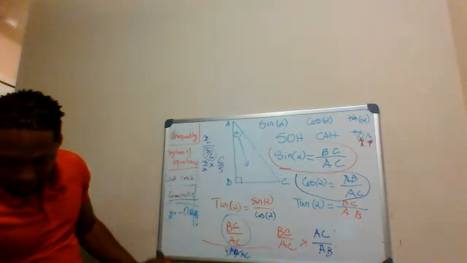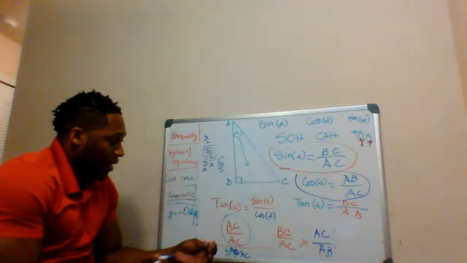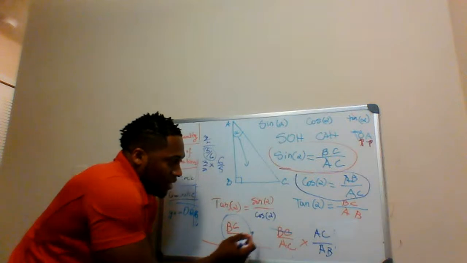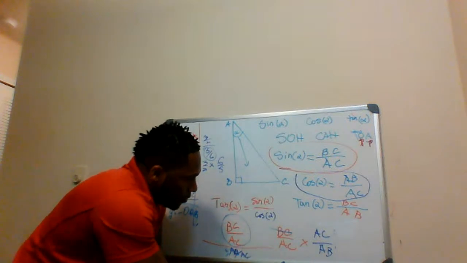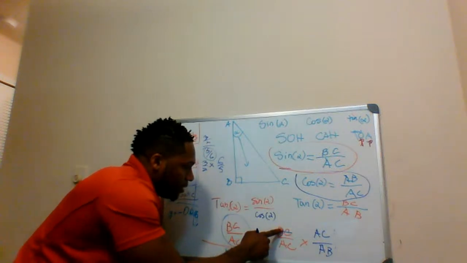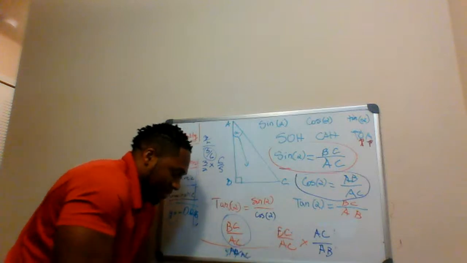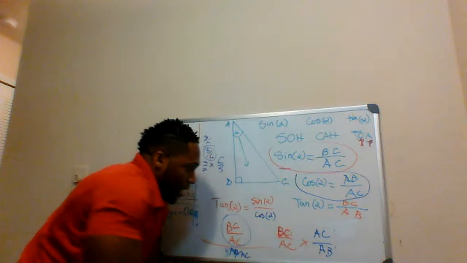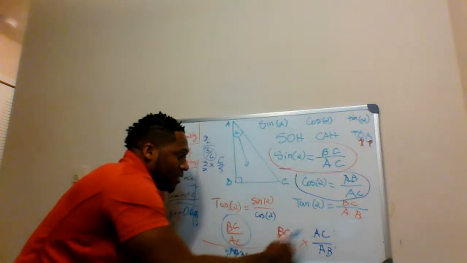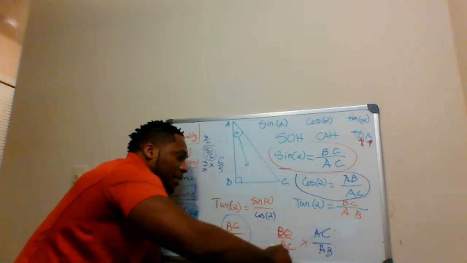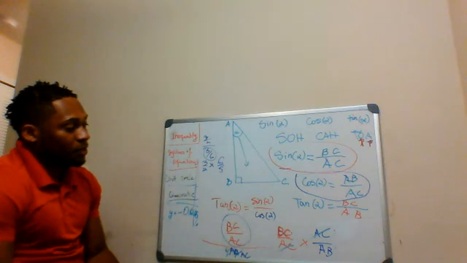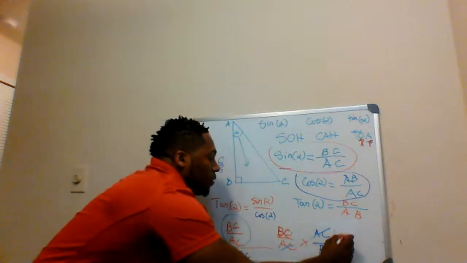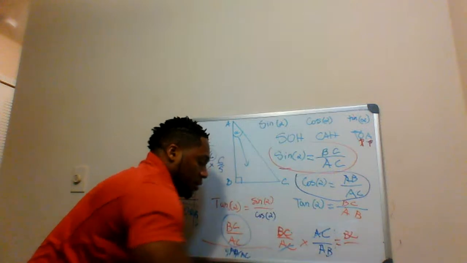So yeah, because what happened is you have BC here, BC. No, what am I doing? AC. Sorry. Let BC stay how it is. There's no more BC. All right, so we had AC here and another AC here, so that cancels out. So what you're left with is BC over AB.